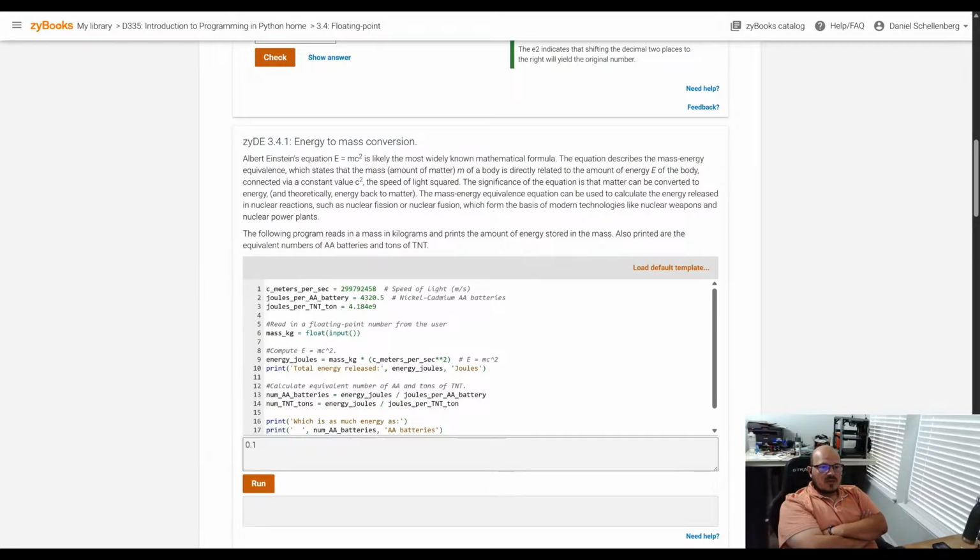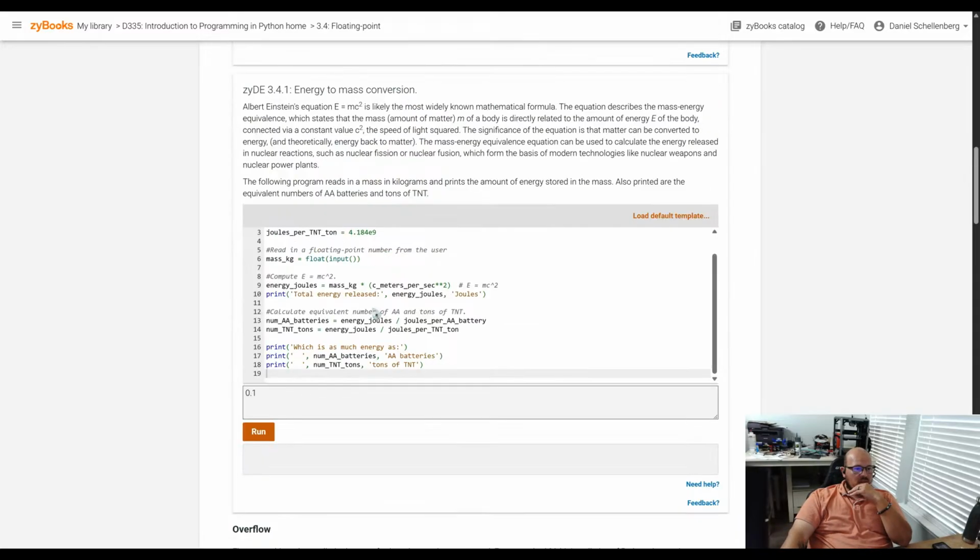The mass-energy equivalence equation can be used to calculate the energy released in nuclear reactions, such as nuclear fission or nuclear fusion, which form the basis of modern technologies like nuclear weapons and nuclear power plants. The following program reads in a mass in kilograms and prints the amount of energy stored in the mass. Also printed are the equivalent numbers of AA batteries and tons of TNT.